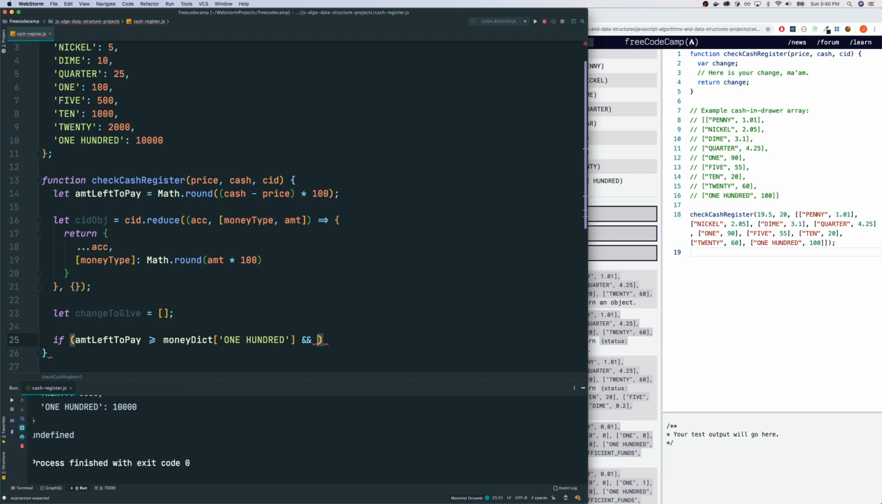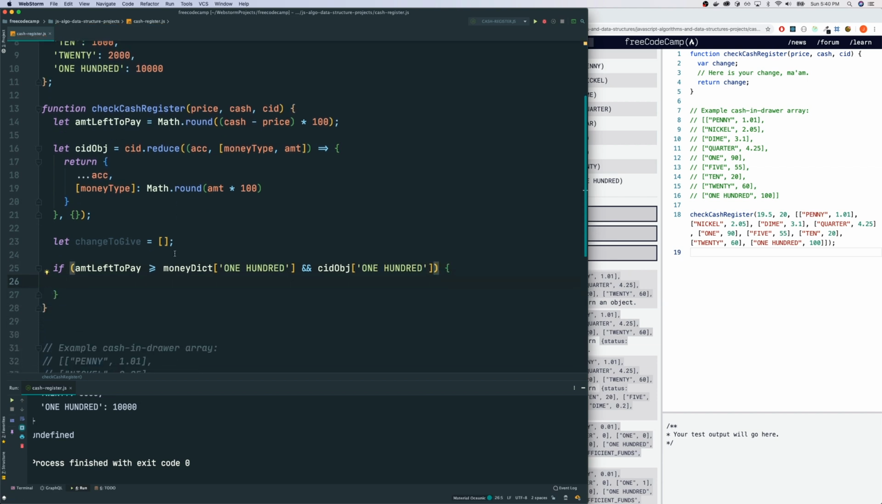Not only that, we need some money to exist within our CID object as 100, right? So we need CID object of 100 to exist. So we could just do that. Now, if that is the case, then we have two scenarios. Either the amount left to pay is greater than the amount in the CID object, in which case we just use all of our $100 bills, or our cash in drawer of $100 is more than the amount left to pay, so we just give them maybe one, maybe two, maybe three, or so on, right? So those are two different conditions.